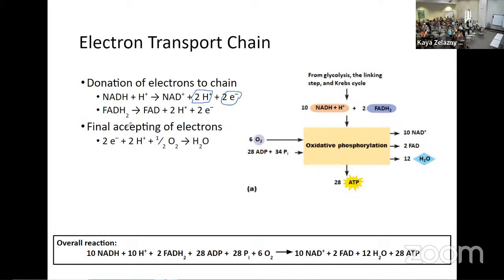It works the same. At the end of this process, we need to tie it all up with a bow. So our final accepting of the electrons at the very end of the chain, we take them, put them back together with some hydrogen and a little bit of oxygen and get water, which is why water is one of our products of cellular respiration. So we need to put oxygen in so that we can finally finish off this process and get water as our byproduct and be done with everything.